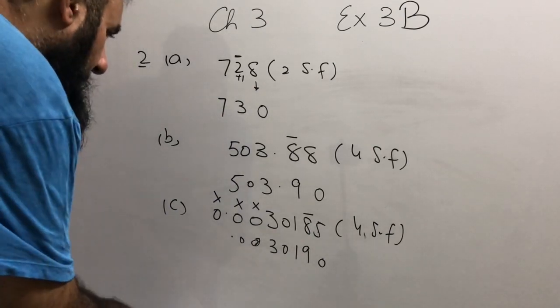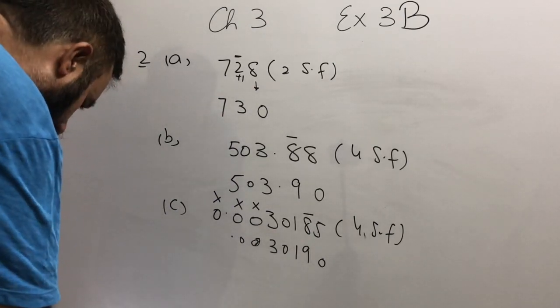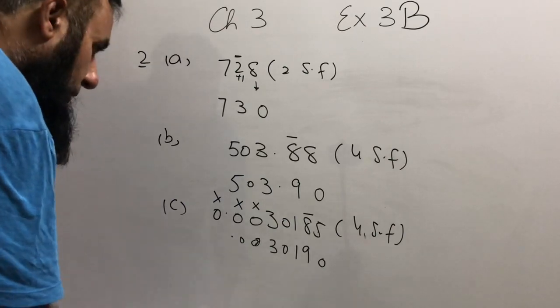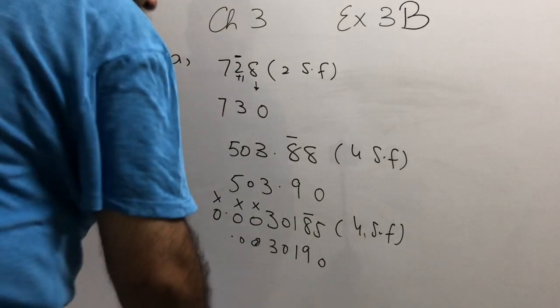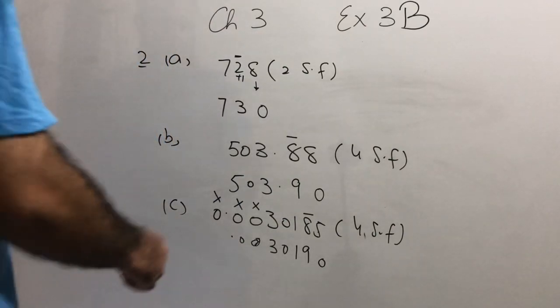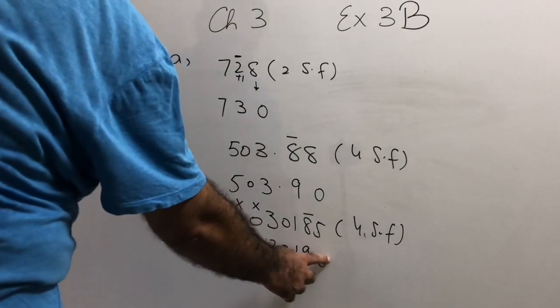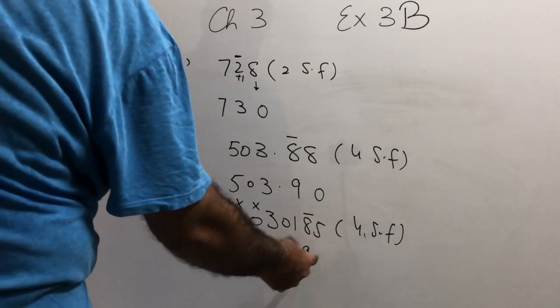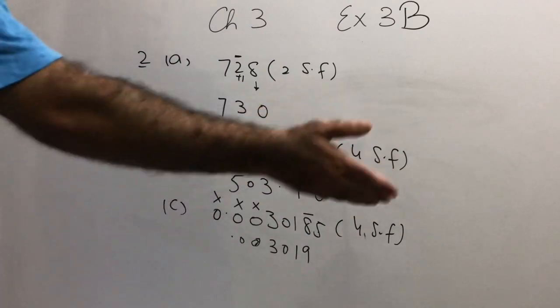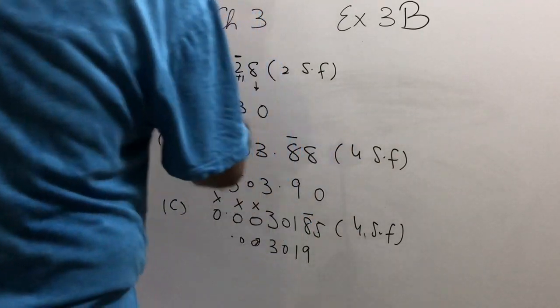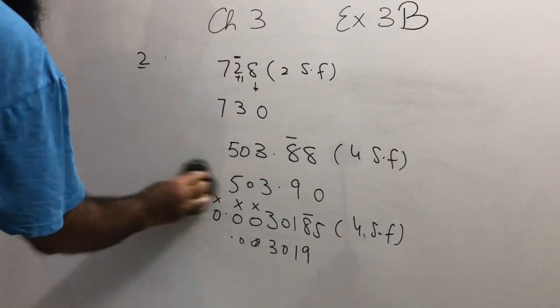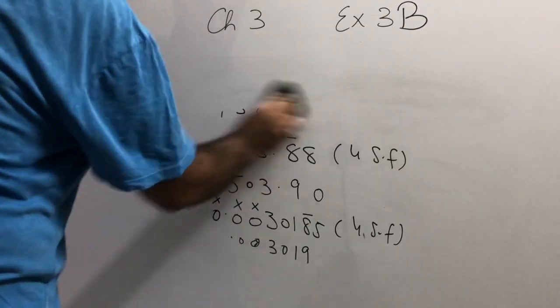This was part C. Now we will be doing part D. Even if you don't place this one, still it is okay because there is no use of the value of the 0 at the end. Okay, so now we will be doing part D, question number 2.